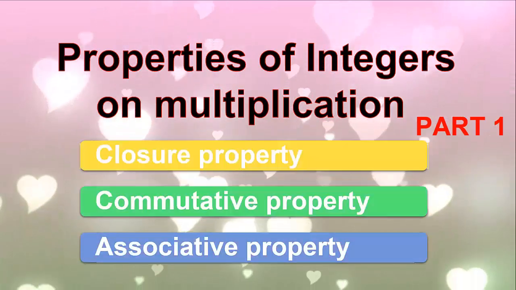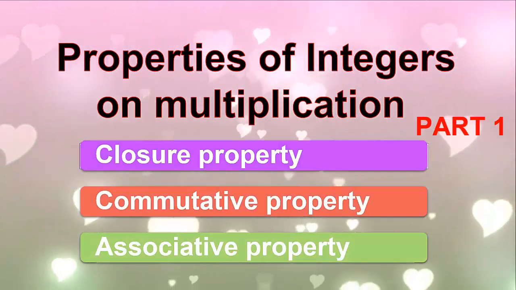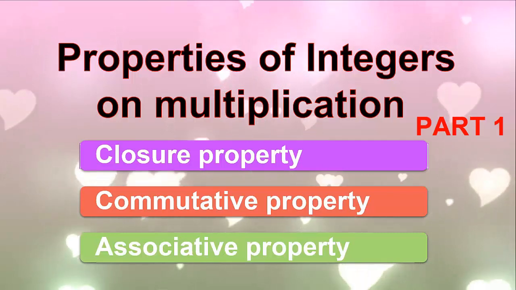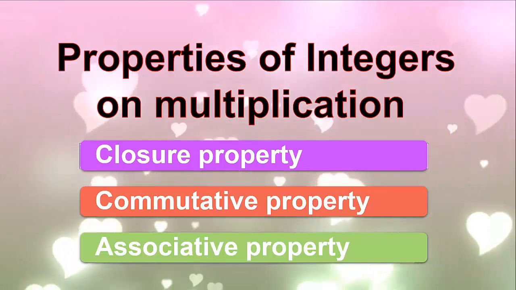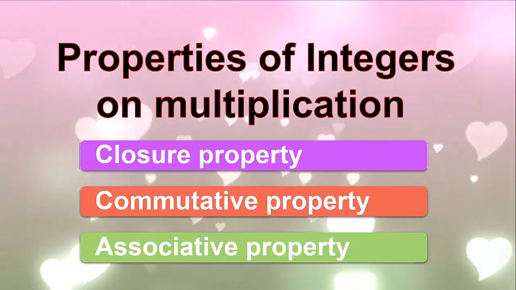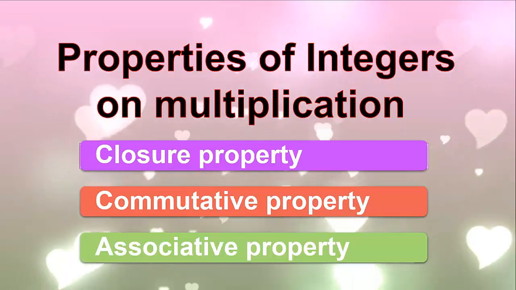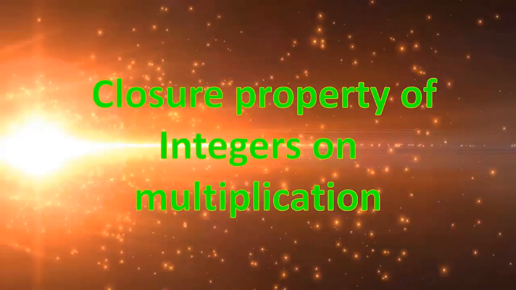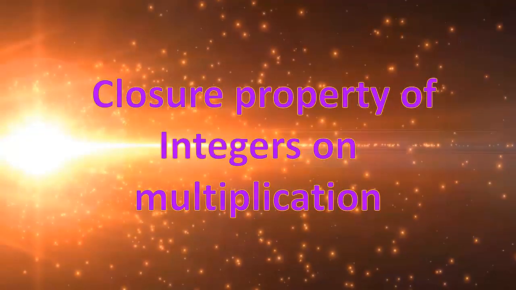Dear children, now we are going to see properties of integers on multiplication, which are closure property, commutative property, and associative property. Closure property of integers on multiplication.